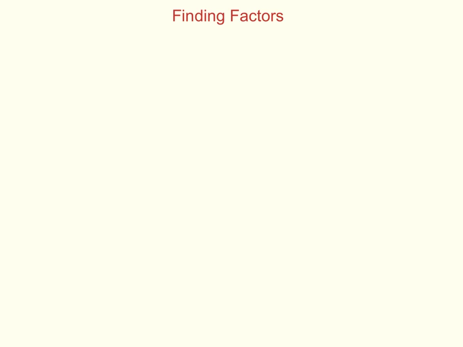This video is going to be a quick review on finding factors. To start off, if I put a problem down like this, 5 times 6 equals 30. The numbers 5 and 6 are factors, and the number 30 is the product.